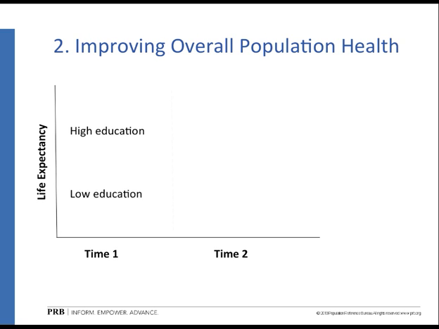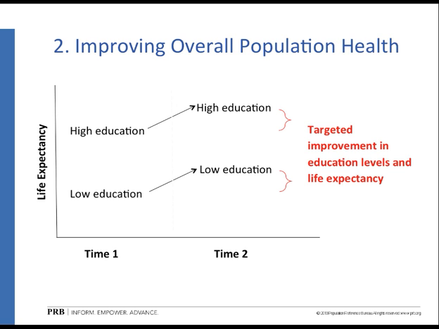Moving on to the second example, we could look at improving overall population health. Again, here's a figure to explain how we would go about this intervention. As I mentioned previously, on average, people who have a higher level of education have a longer life expectancy, so we have the same setup for time 1. But in this instance, we would aim to improve education levels for everyone, thus improving population health overall.